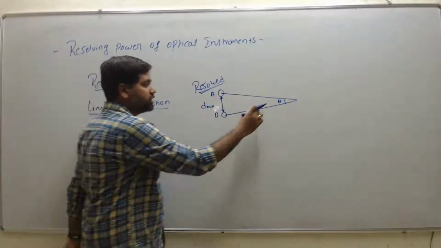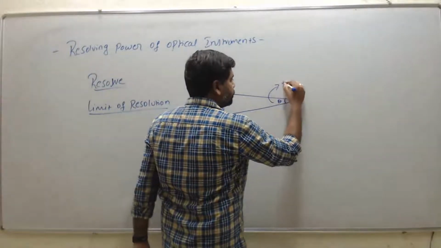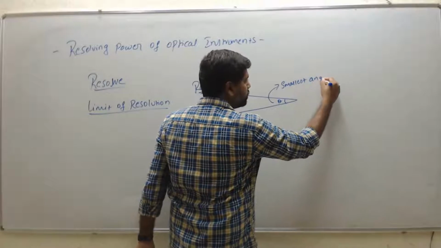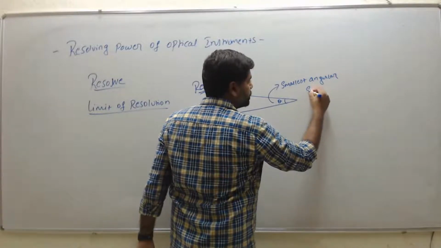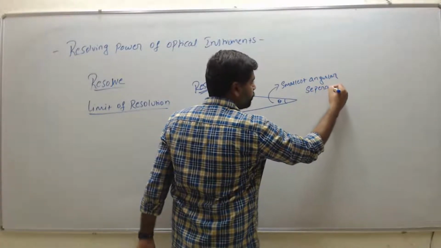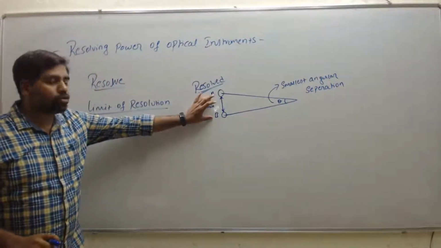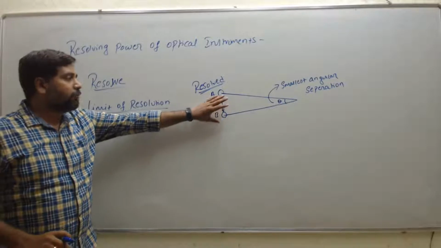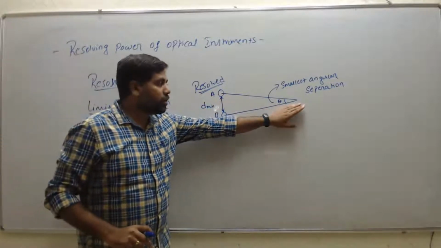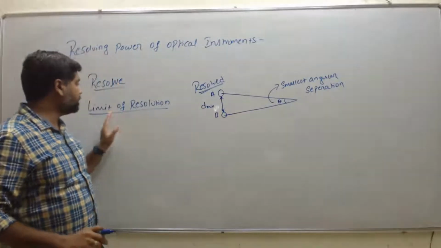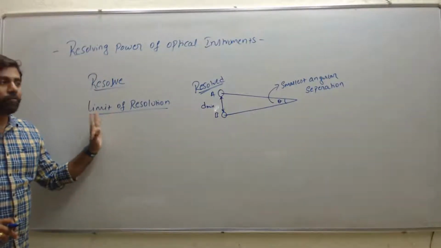So here theta represents what? Smallest angular separation between these two point objects when they are just resolved. When these two objects are just resolved, then we say that is the limit of resolution.